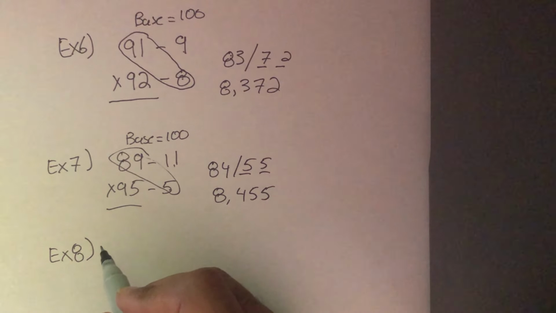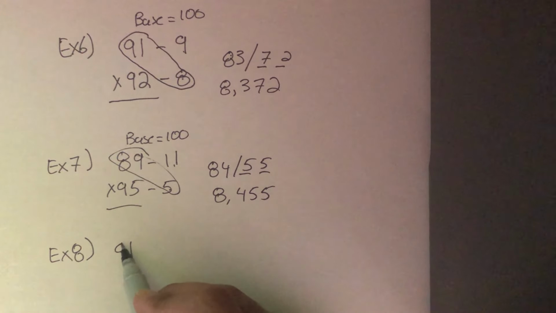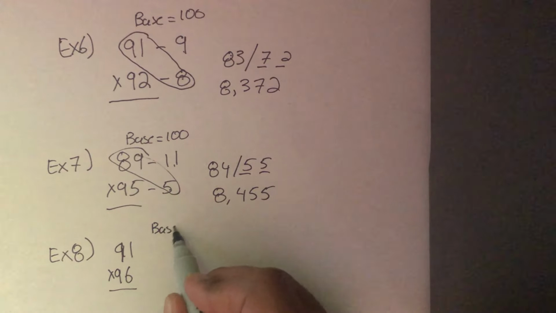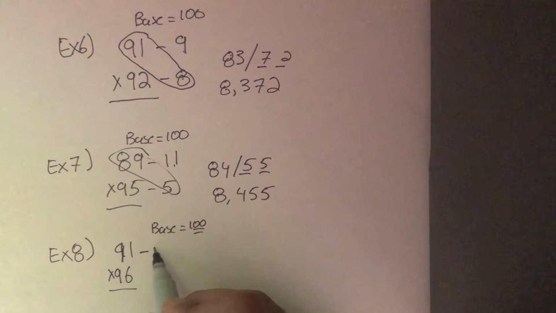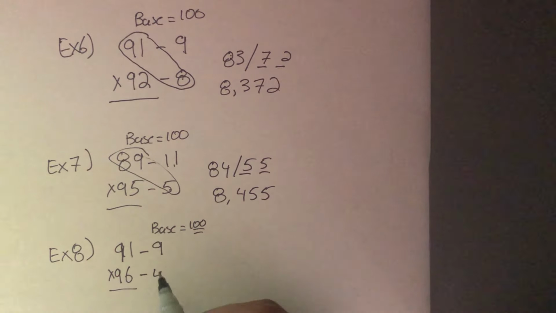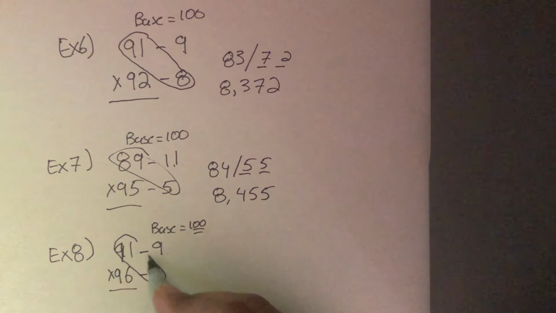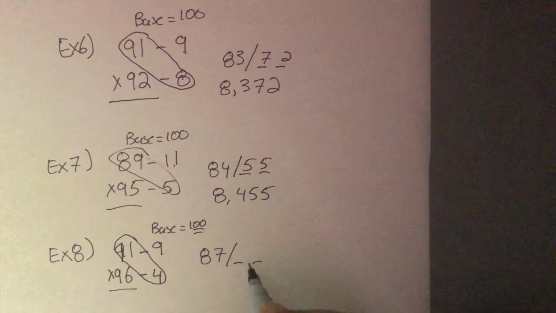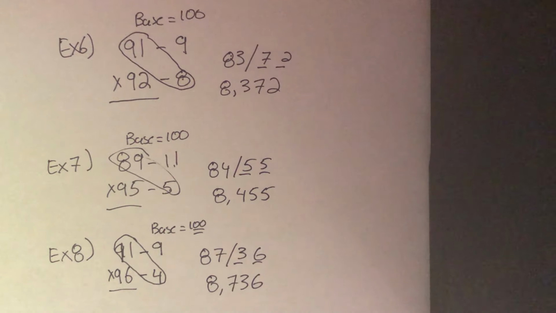Example 8. Let's do 91 times 96. So my base is, of course, 100. I'm writing it out every time, but you can keep track of it in your head. So this is 9 units less than 100. This is 4 units less than 100. First part of my answer, I'm going to cross subtract. 91 minus 4 is 87. Second part of my answer should have two spaces. 9 times 4 is 36. So final answer, 8,736. Okay, let's keep on going.